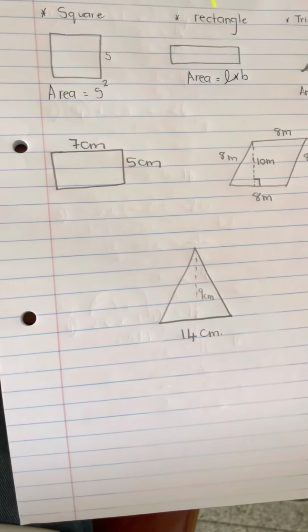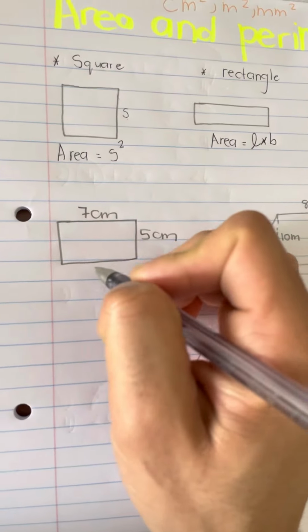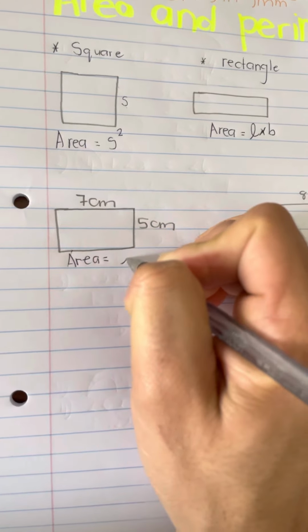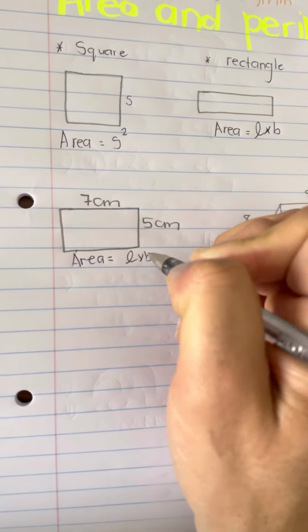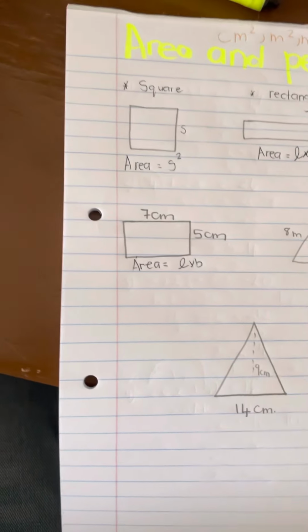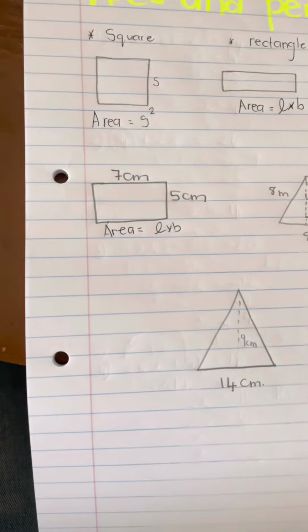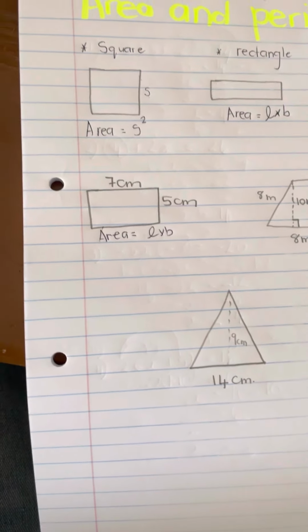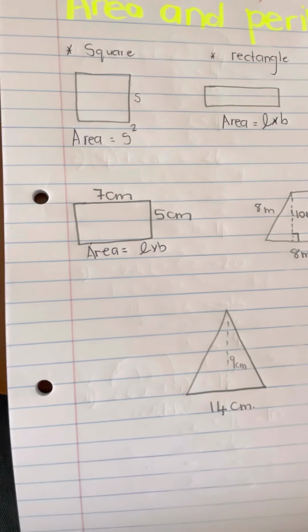Very, very cool. So you know that the area of a rectangle is equal to length times breadth. And yes, you must write down the formula before you substitute. Does this word sound familiar? Substitute the known values into these unknown variables.